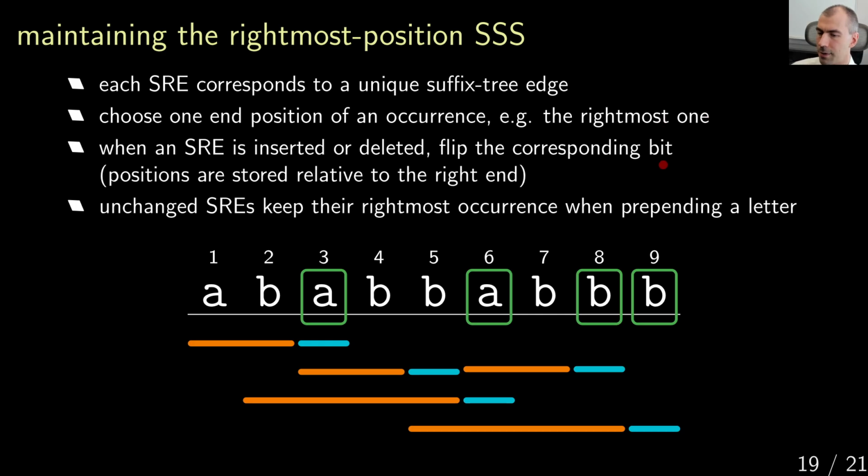And what we do is we just use a bit vector where we flip the bit marking whether there is an SRE or not, because we also have to delete an SRE. But we use the rightmost position because we extend to the left. So on the left, things change, but on the right, nothing changes if the SREs are unchanged. So this stays the same, and that's why we use the rightmost occurrences.